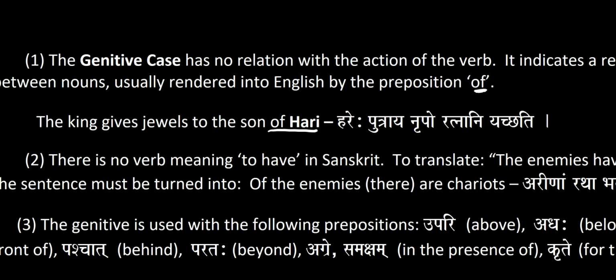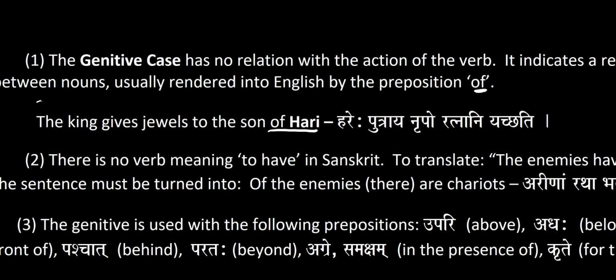In English, possession is represented by an apostrophe S or of, and they are possessive pronouns in French and Spanish. Here, we have the genitive case to take care of the possessiveness. So here, it's of Hari. It's the son of Hari. It's Hari's son. Okay? So the king gives jewels to the son of Hari. So let's get to the Sanskrit.